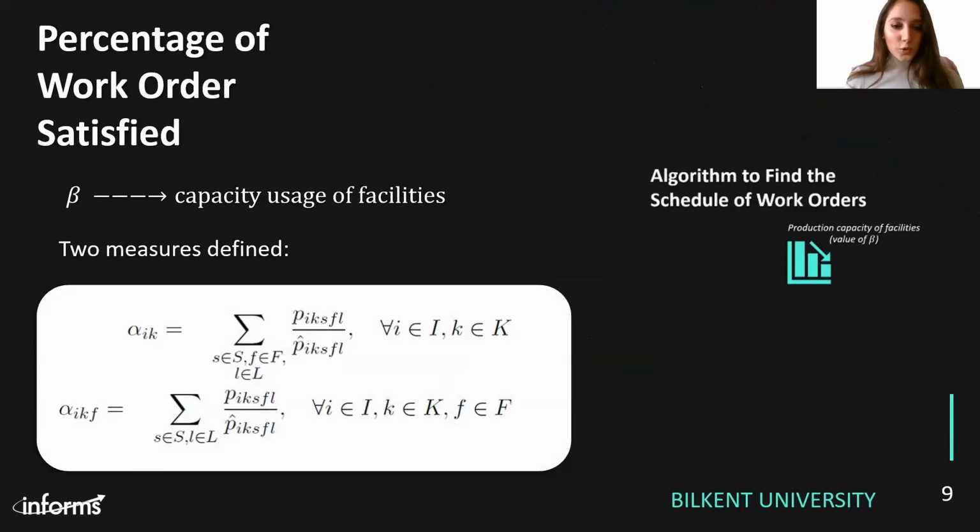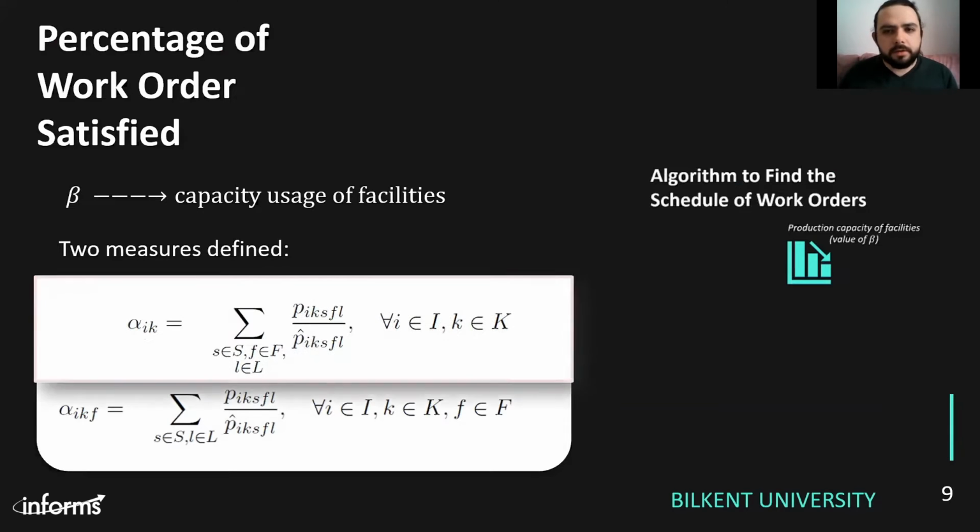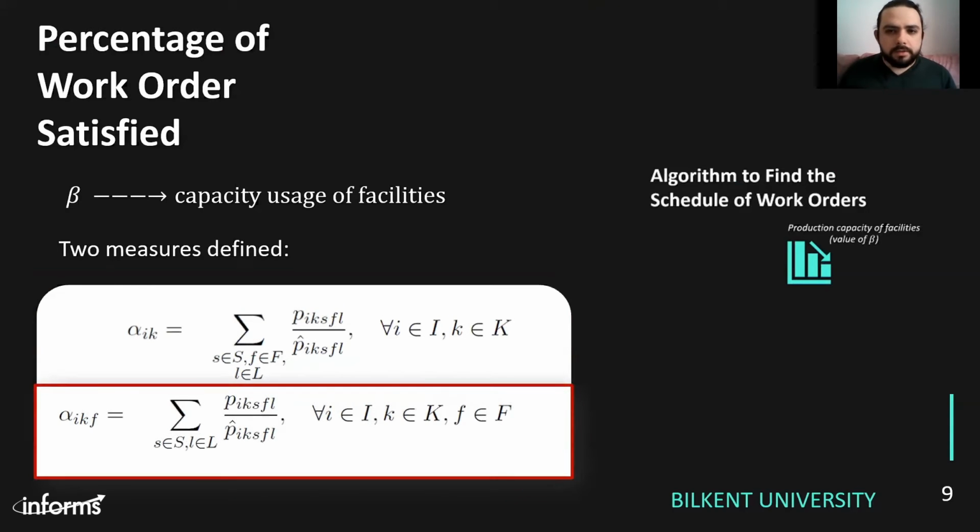Now, Berk will continue. In this model, we use a new parameter called beta, as Buse mentioned, that represents the capacity usage of facilities. Also, two new measures are defined for computation purposes. Alpha IK is the ratio of total production amount of each color in each facility divided by the optimal production amount of each color in each facility. And alpha IKF is calculated using the same reasoning, but it is for each color, flavor, and facility.